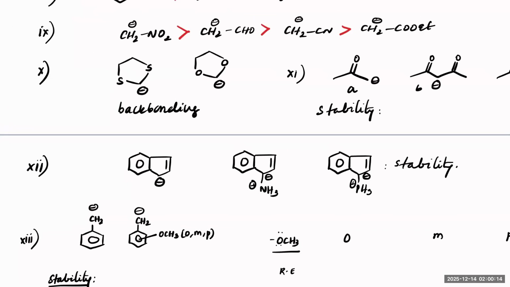Back bonding wise, if you have a negative charge here, sulfur possesses empty d orbitals where these electrons can be delocalized. So this is due to the back bonding. You will see this one is more stable than the oxygen part.